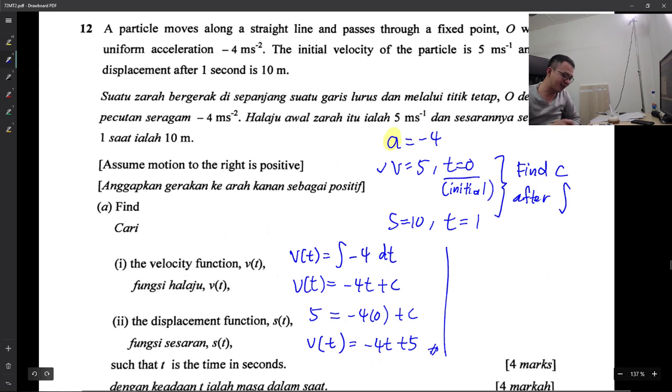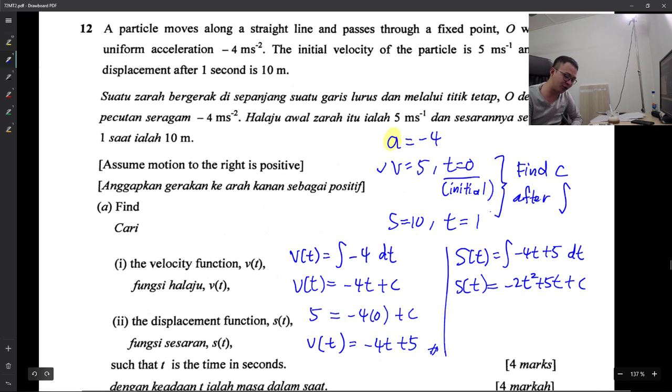Okay, then they ask about the displacement function. In order to get displacement, we know we need to integrate velocity, right? So integrate negative 4t plus 5 dt. If I integrate this, I should get negative 4t squared over 2, so it should be negative 2t squared plus 5t plus c equals s of t.